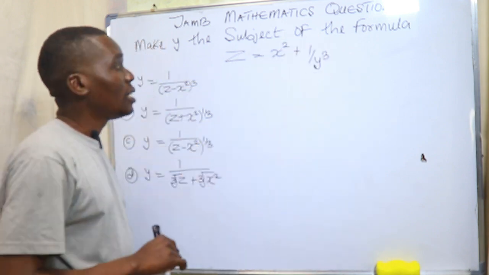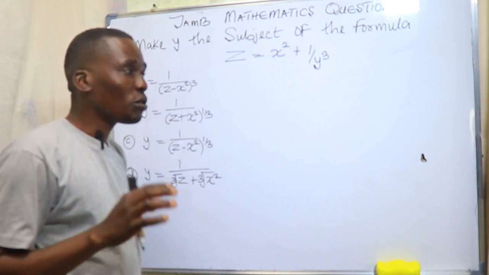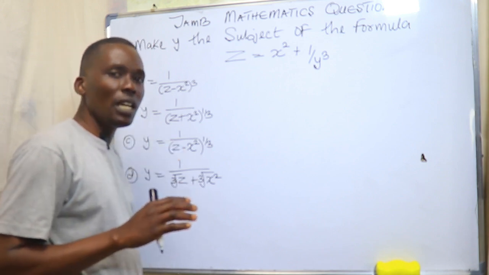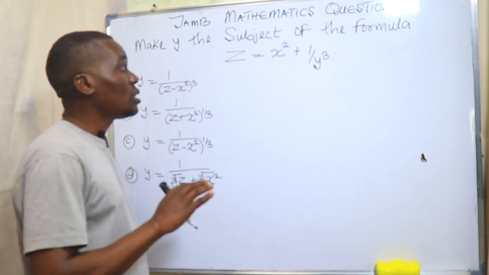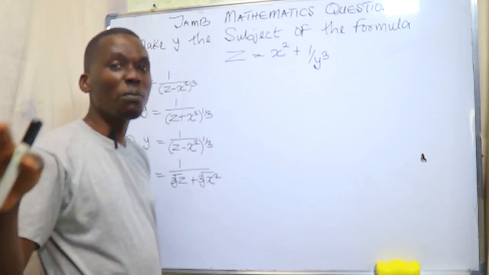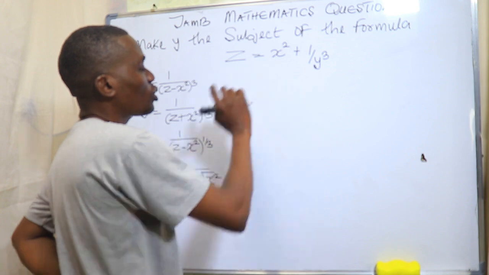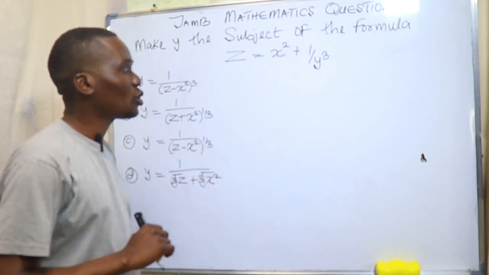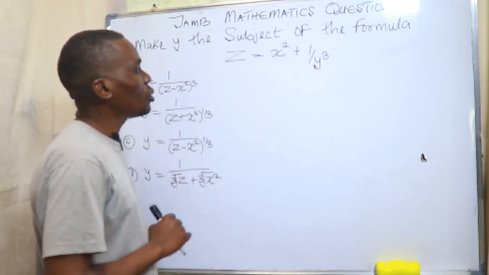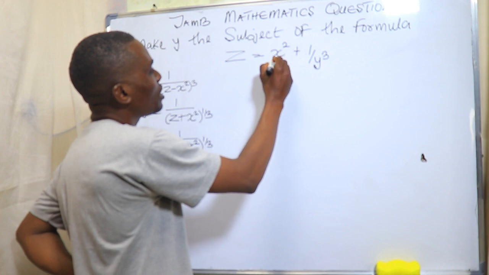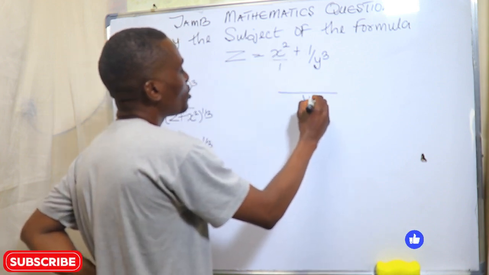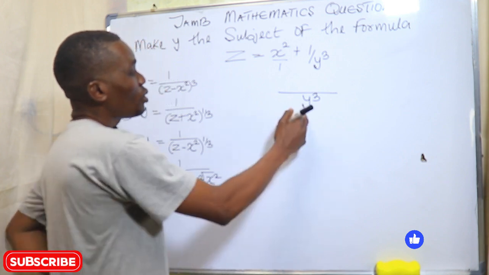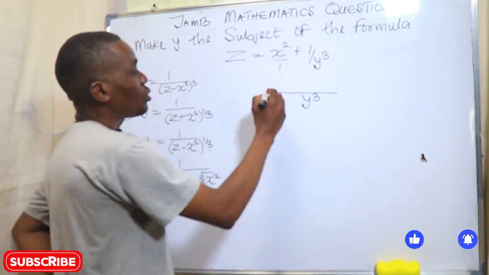Anytime we do change of subject of formula, if you see fraction, make sure you solve the fraction first. If you see power, make sure you solve the power first. So now we see a fraction, we will make sure we solve the fraction first. And to solve the fraction, we find the LCM of this. If we find the LCM, we will get this one to be y to the power of 3. Y to the power of 3 divided by 1 is still y to the power of 3.